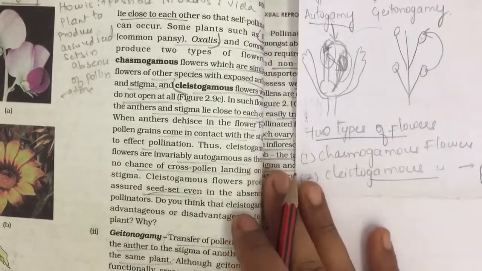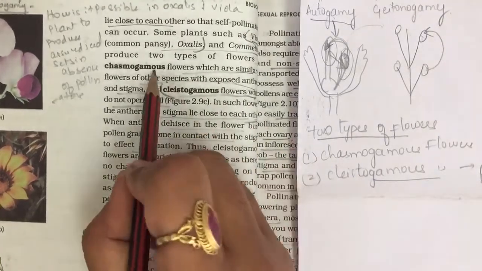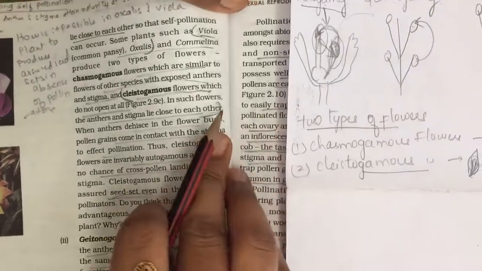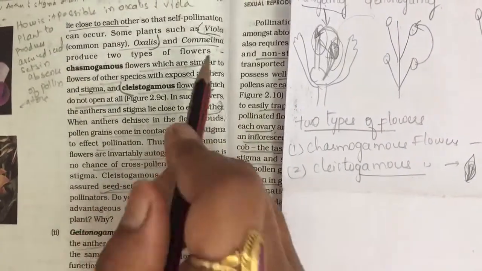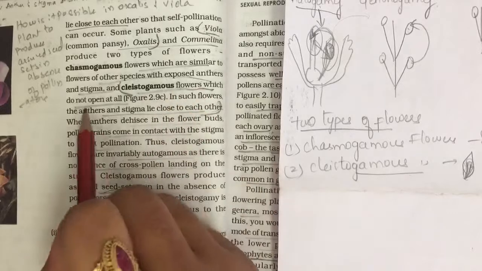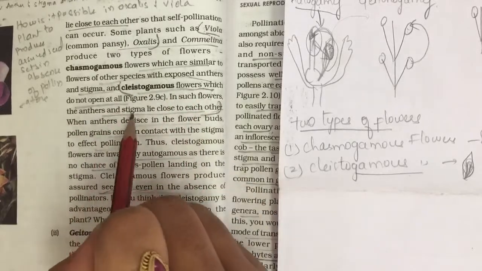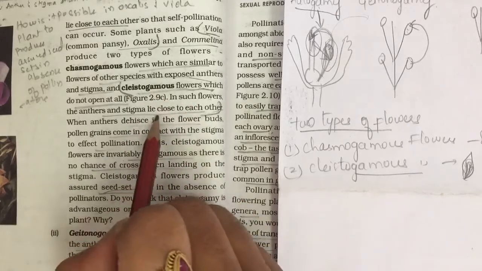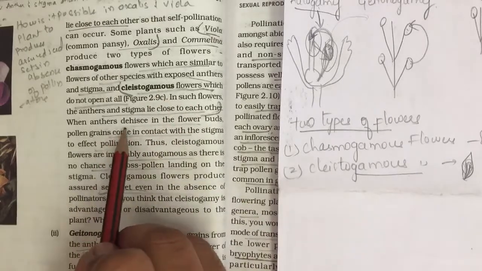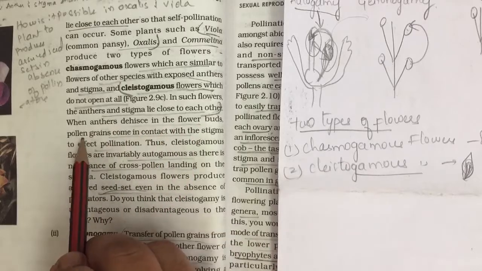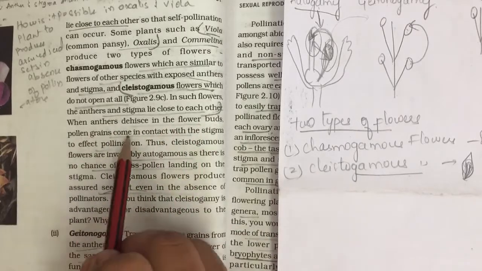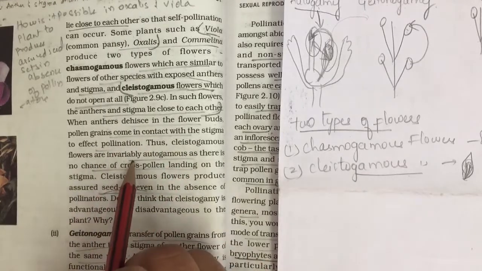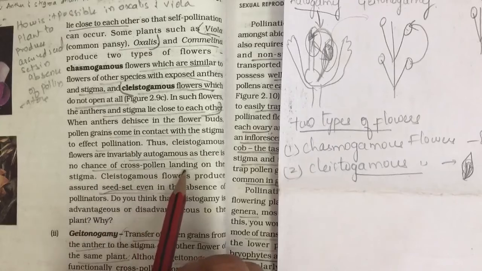Here, if you come to your textbook, Xenogamy flowers are similar to flowers of other species, with exposed anther and stigma. Clistogamy flowers do not open at all. In such flowers, anthers and stigma lie close to each other. This is one feature in Clistogamy. When anthers dehisce in the flower buds, pollen grains come in contact with the stigma to effect pollination. Thus, Clistogamy flowers are invariably autogamous, as there is no chance of cross pollination.